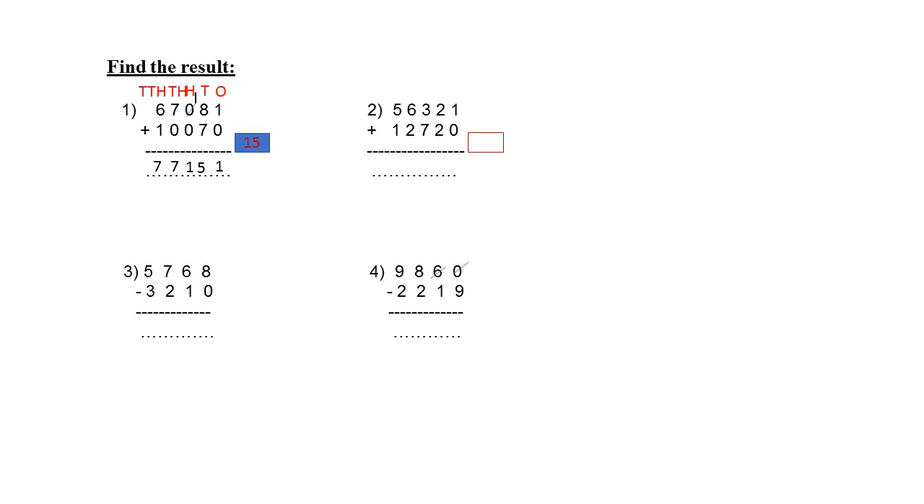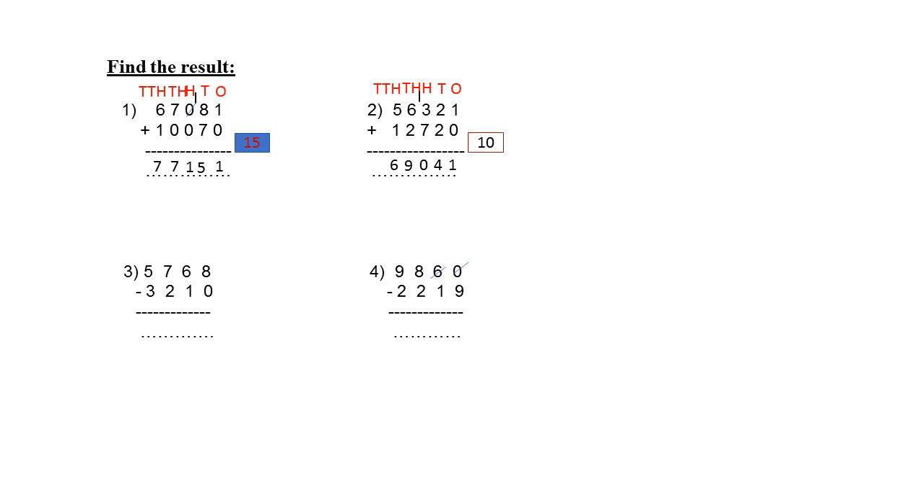Number 2, 56,321. I will start from ones. 1 plus 0 equal 1. 2 plus 2 equal 4. And 3 plus 7. 7 in your mind, 3 on your hand. After 7, 8, 9, 10. Can I write here 10? Of course I can't. I will write 0 and carry up 1. 1 plus 6 equals 7. 7 plus 2 equals 9. And the last digit here is 5 plus 1 equals 6.